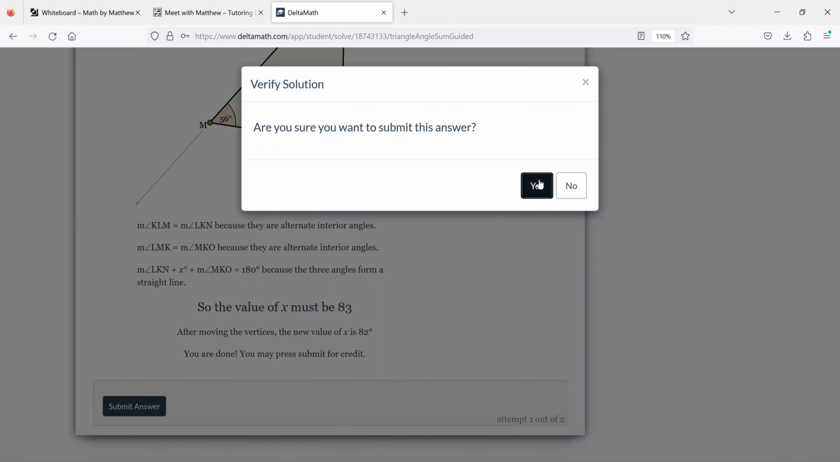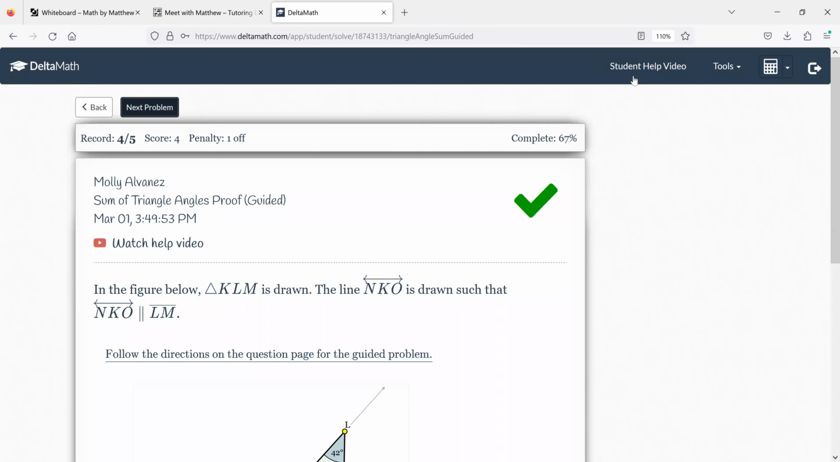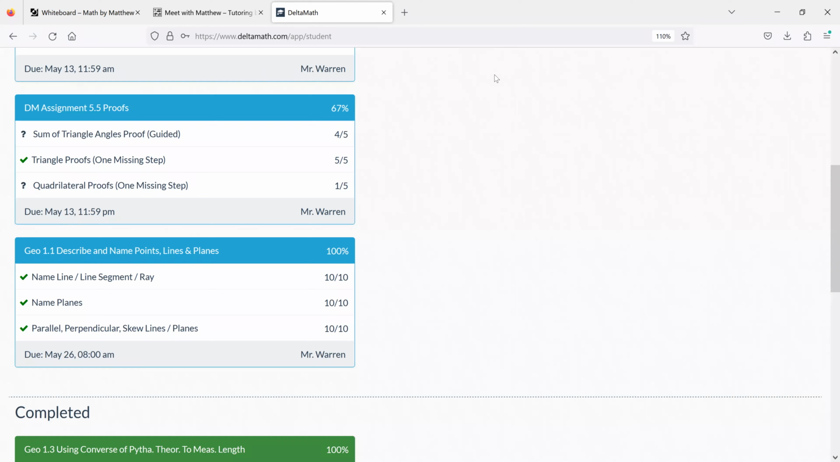All right. Well, it's over. I would get as much help as I could on the quadrilateral proofs. Those are obviously the most difficult.